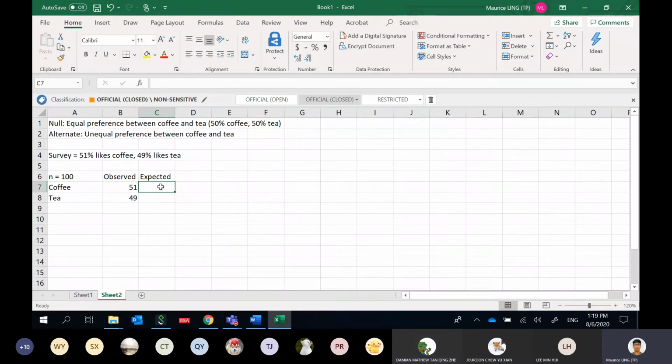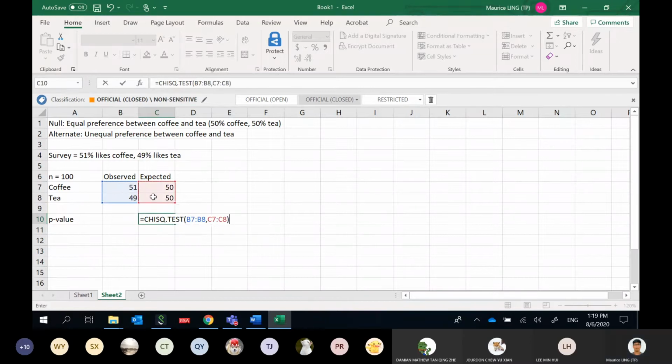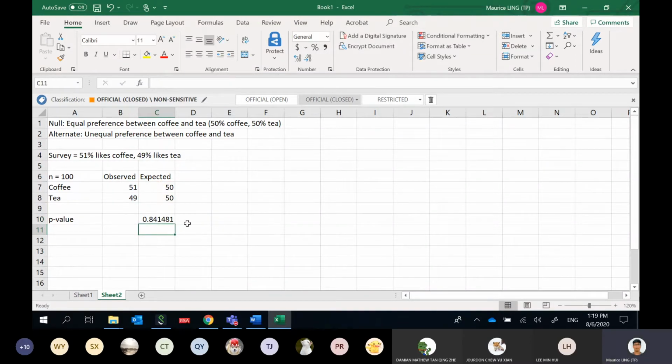If it's equal preference, so what should I expect? 50-50. Okay. Then let me just do a p-value itself. So I do a chi-square test, and I take actual is observed over expected. In this case, can I reject my null hypothesis?